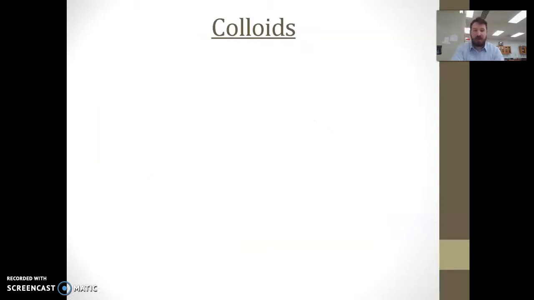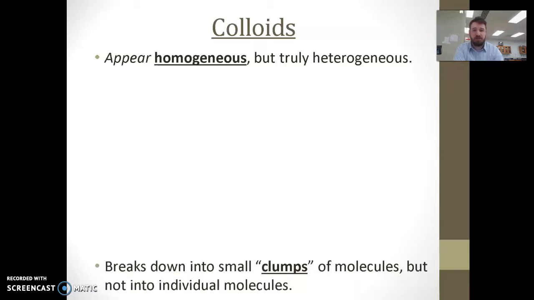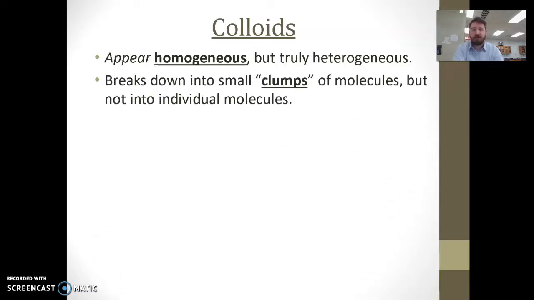All right, next one we have here, and this is the first of our two heterogeneous mixtures, is a colloid. So colloids will look to be homogeneous from your naked eye, but under further examination through a microscope, we can see that they truly are heterogeneous, and we can see the individual pieces. It's not uniform throughout. All right, so what happens here is that it breaks down into small clumps of molecules, but not into individual molecules like we did with the solution when the solute dissolves.